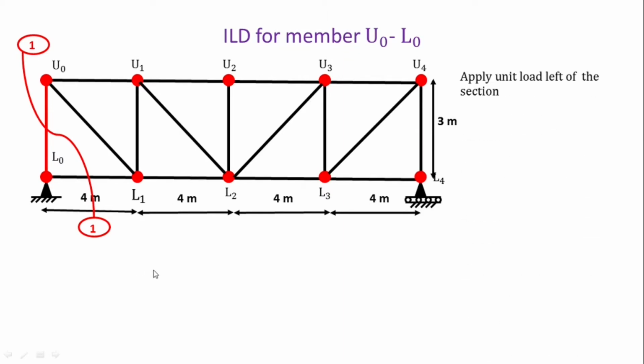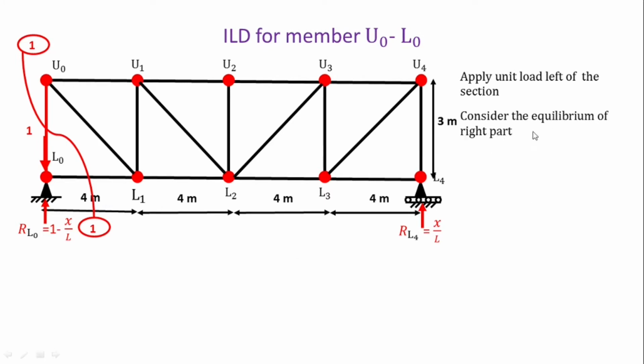So now apply the unit load on the left side of the section. The first part, L0, is to the left of the section, that is why we are applying it on the left hand side of the section. So here apply unit load on L0. When the unit load is on the member, the reactions are as follows: RL0 is 1 minus x by L and RL4 is x by L.